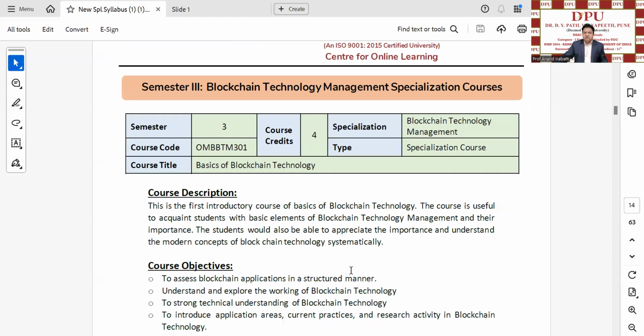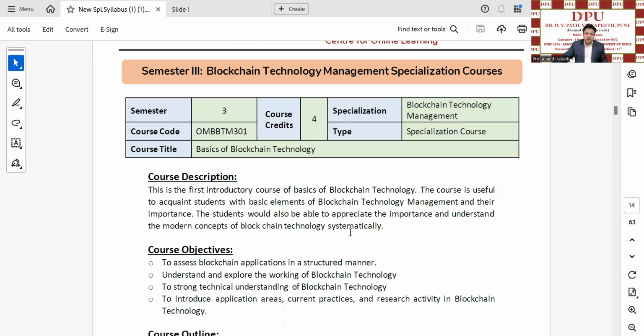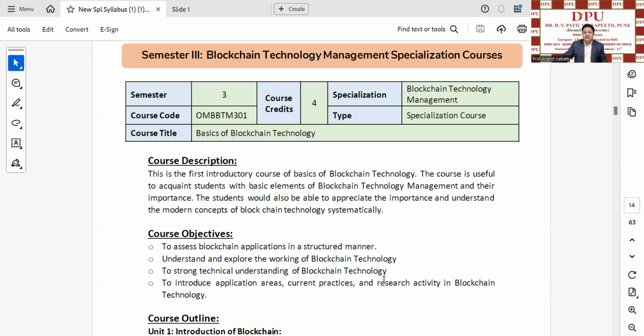So the objective of this course is to assess the blockchain applications in a structured manner, understand and explore the working of blockchain technology, how it works, how it operates, to have a strong technical understanding of blockchain technology, and to know the applications of blockchain technology. What are the current practices of blockchain technology, where it could be used? What are the research activities in which blockchain technology is being involved? These are some of the objectives of this course, OMBB TM 301, Basics of Blockchain Technology.